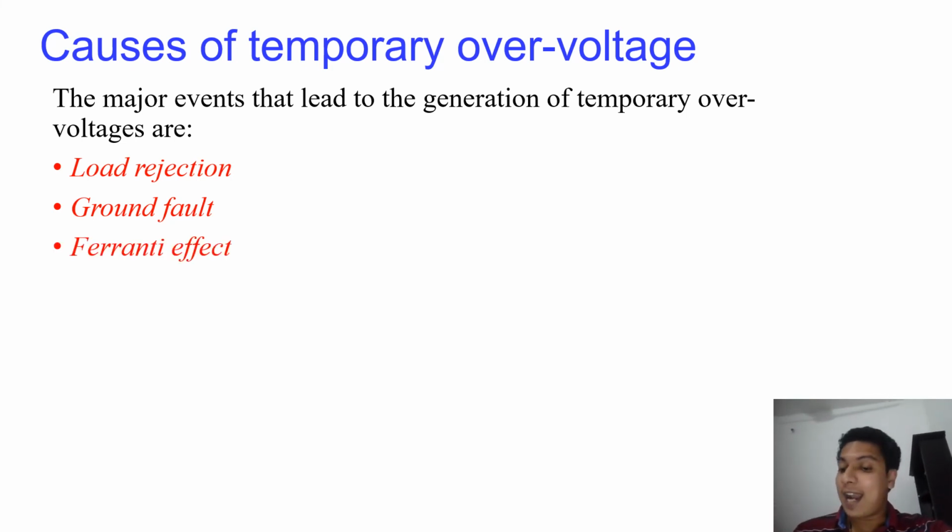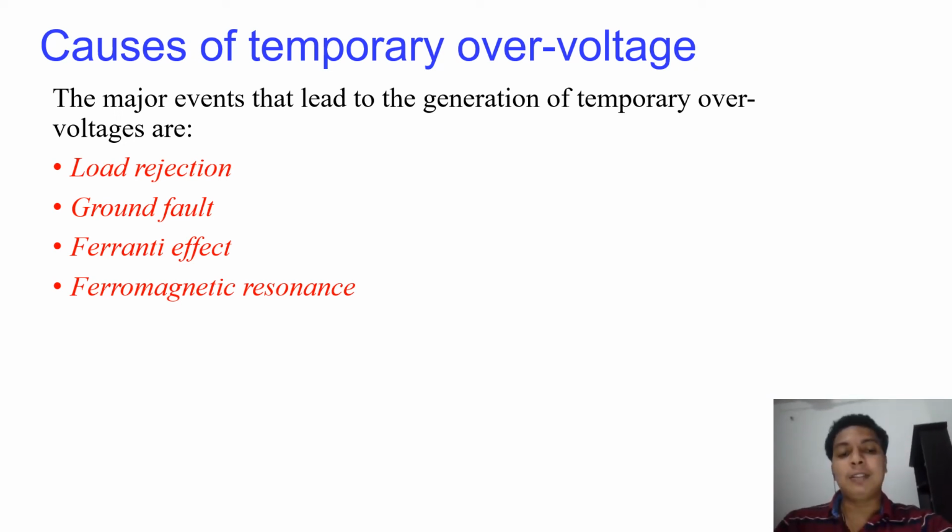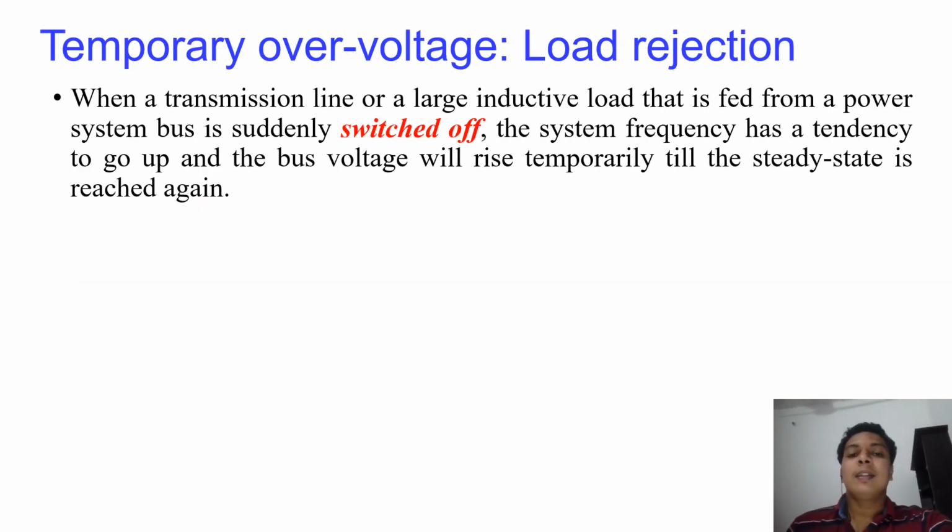Then the Ferranti effect. These are all: load rejection, ground fault, Ferranti effect. Then ferromagnetic resonance. This you will learn in much more detail in power generation, transmission, and protection, PGTP, right? In that subject, but we will have a small introduction to that here. So first let us see what is meant by load rejection.